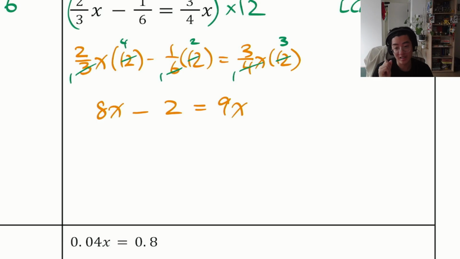But a much faster way is, okay, instead of moving the x's to this side, why don't we just move it to the other side? Right? Because we already have the number here.